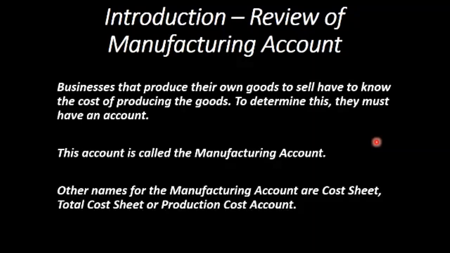Other names for the manufacturing account are cost sheet, total cost sheet, production cost account. Sometimes you see cost of finished goods produced, cost of goods manufactured. Okay, they are all the same. Once you see the word manufacturing or anything close to that, production and stuff like that, you know it's a manufacturing account that you're dealing with.